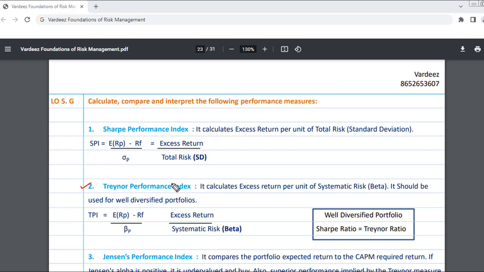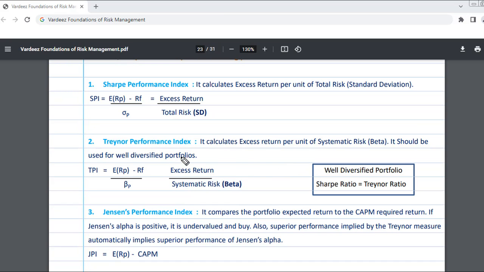Alright, talking about the Treynor Performance Index, it also calculates the excess return, but the only thing is that the denominator is now the systematic risk, also known as the beta of the portfolio. So it is quite similar to the Sharpe, only the denominator is changed. And one important note is that for a well diversified portfolio, the Sharpe ratio will always be equal to the Treynor ratio, because if the portfolio is well diversified, the only risk that will remain is this beta. So the total risk will be reduced to beta.